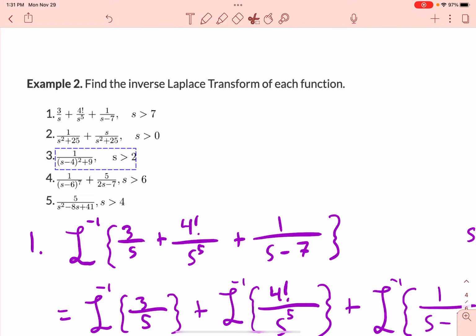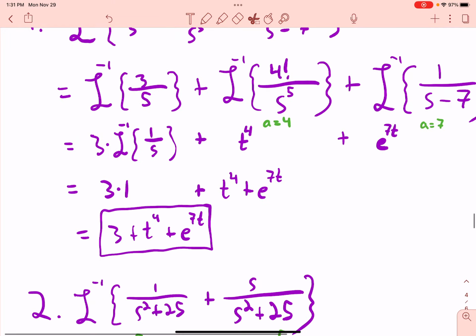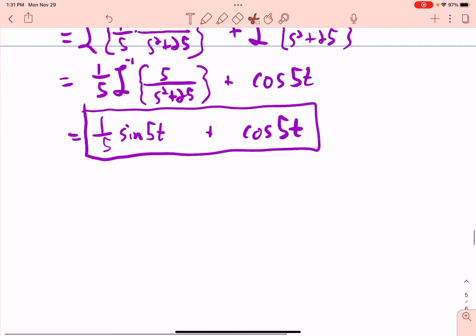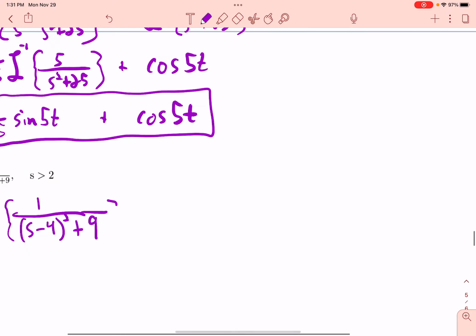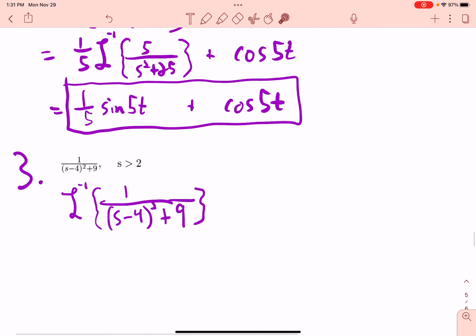These are getting complicated enough. Well, let's just go ahead and take a copy of that, and we'll put it down below here. This is our problem, and this is problem number 3. So let's consider the inverse Laplace transform of 1 over (s minus 4) squared plus 9. First of all, there is a restriction, s is greater than 2 here. Second of all, this is a single fraction, and so we can't split it up into different pieces.